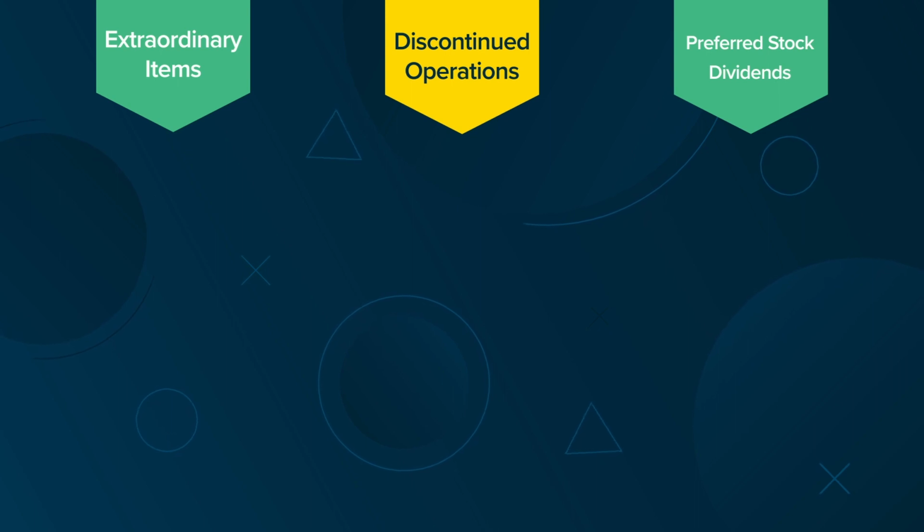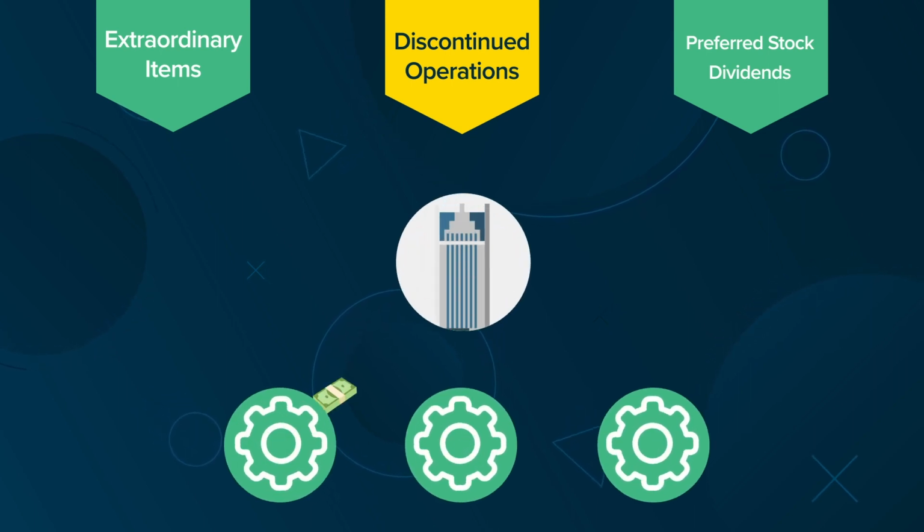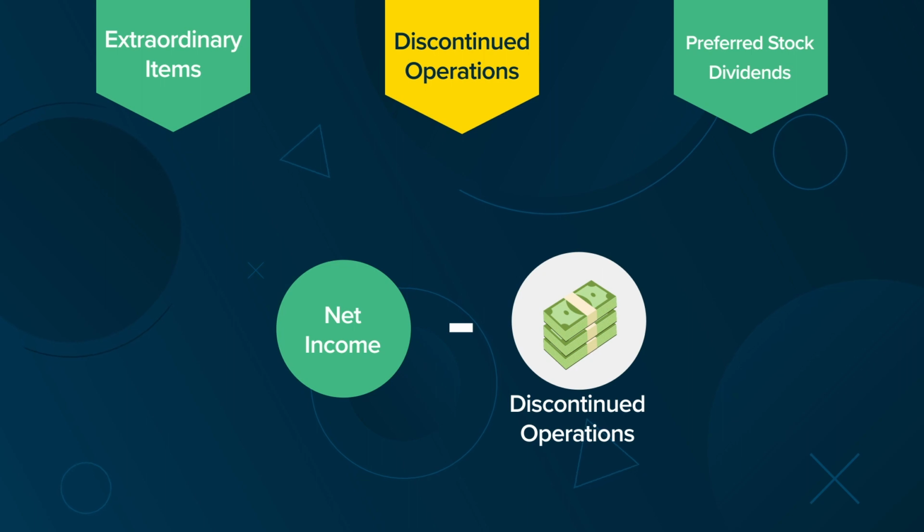Discontinued operations. Similarly, since the profits from discontinued operations, or businesses of a company that will no longer be operating, will not be earned in the future, they may be removed when calculating net income.